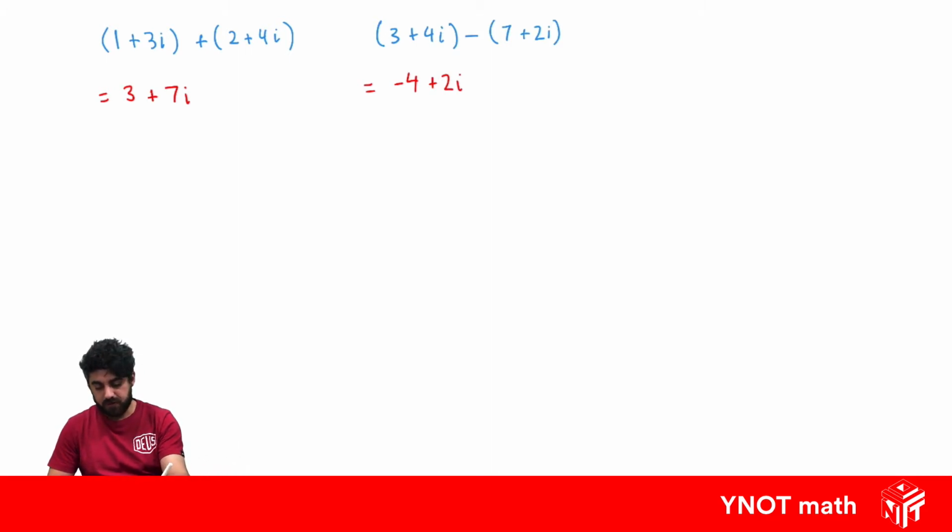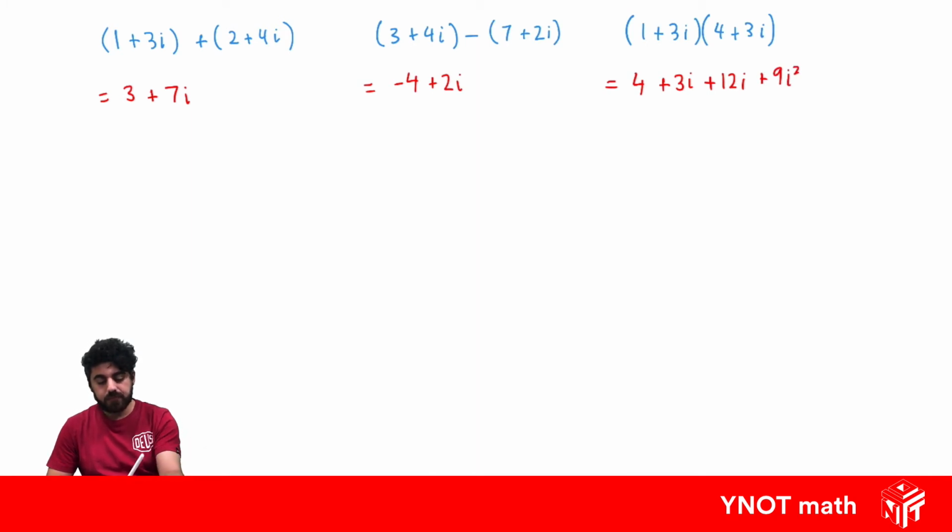What about multiplication? Going to have 1 plus 3i, all multiplied by 4 plus 3i, and we just have to expand the brackets like we normally would and multiply all the terms with each other. So we're going to get 1 times 4, which is 4. 1 times 3i is just going to give us 3i. 3i times 4 is going to give us 12i. And 3i times 3i is going to give us 9i squared.